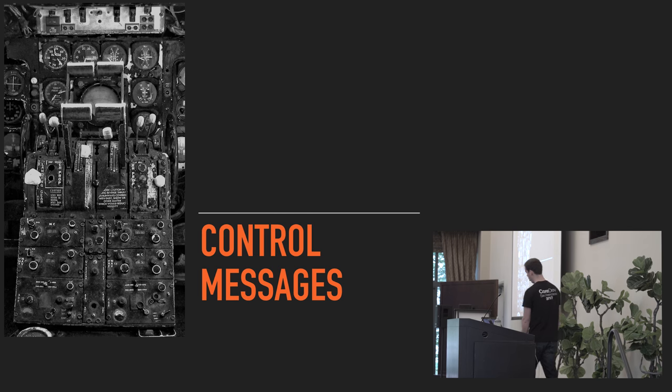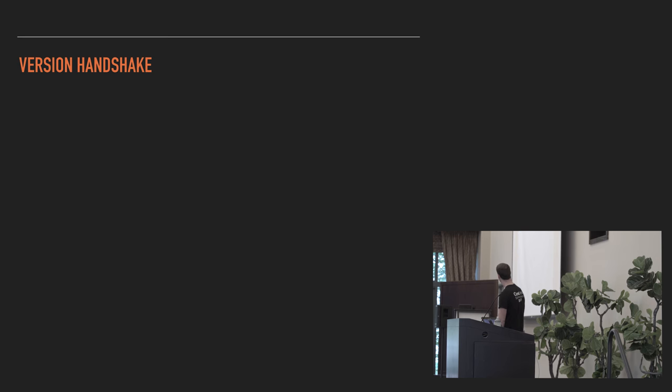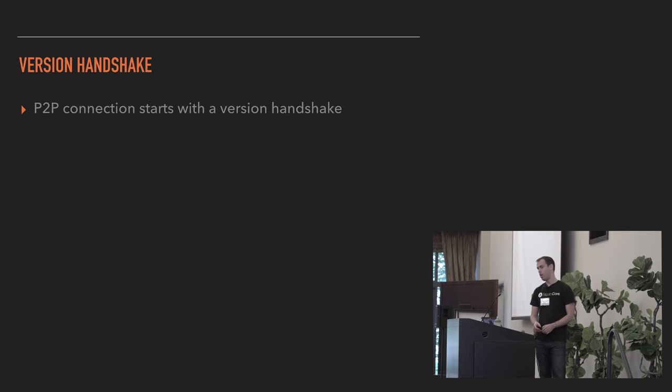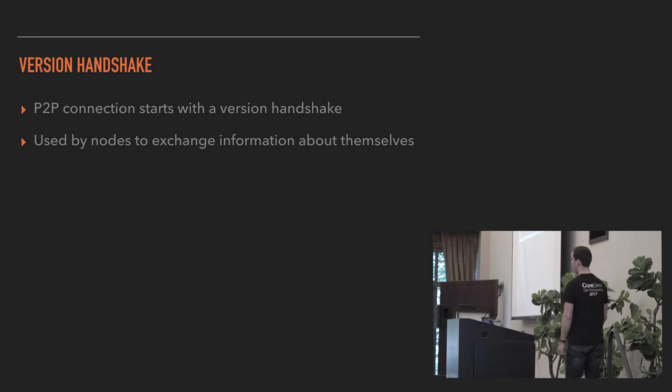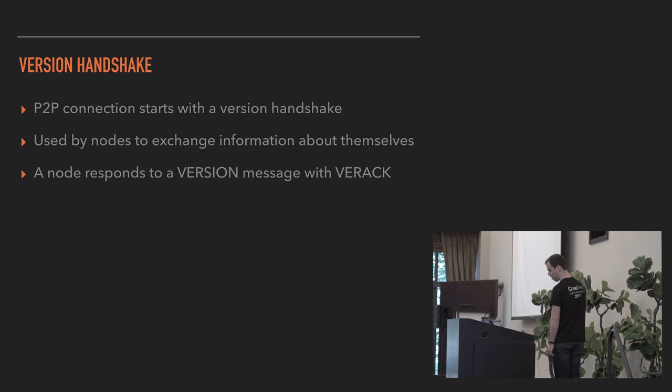Okay. So there's two kinds of message on the network. There's control messages and there's inventory or data messages. Let's look at the most important control messages. And probably the most important is the version verack handshake. Every new connection on the network starts with this handshake. I connect to a peer, I send him a version. He sends me a verack. He sends me his version, I send him a verack. That's a handshake. It's used by nodes to exchange information about themselves.